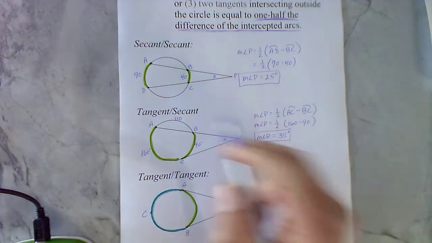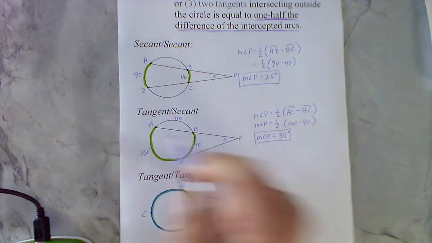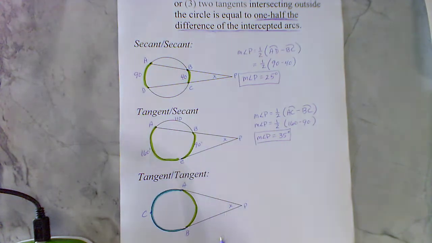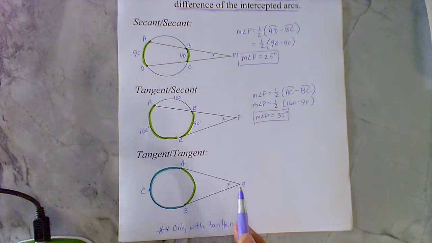Now, that's a tangent and a secant. Tangent, secant. Now the last scenario is tangent, tangent. Old school approach, especially with what I'll do in the next video, this was like the hardest one. But new school approach, it's actually really easy, so stay with me.